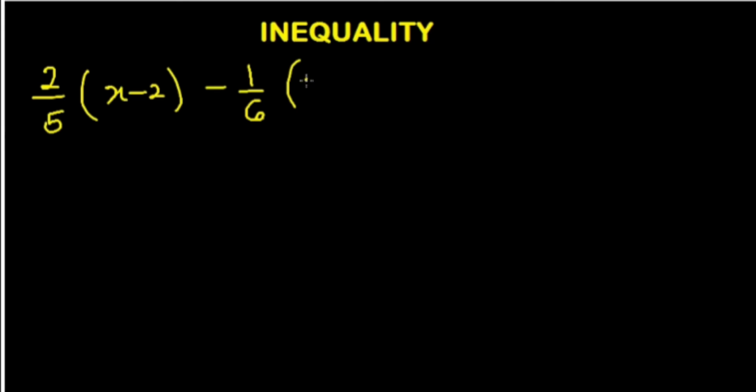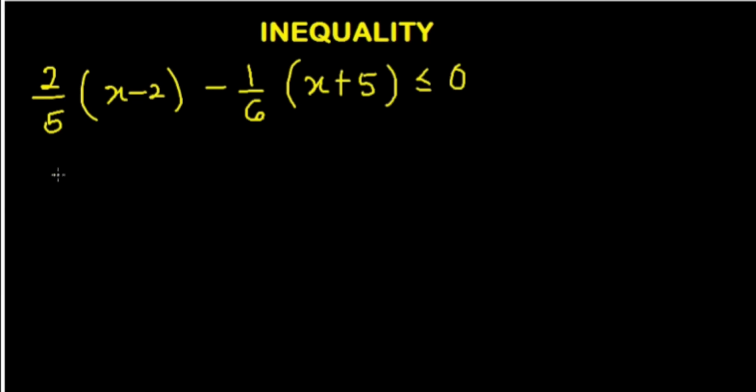Suppose you have another expression. Let's say you have something like this: 2 over 5 into the bracket of x minus 2, minus 1 over 6 into the bracket of x plus 5, is less than or equal to 0. Alright, so let's open the bracket first.